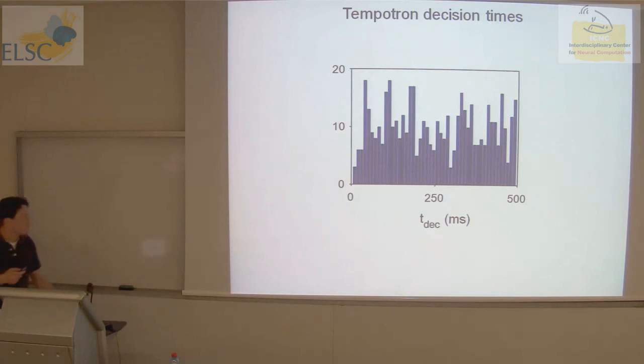So now, if I train for, let's say, 1,000 patterns, each of them has a decision time where the neuron actually spikes. And what you see here is the histogram of all these decision times.